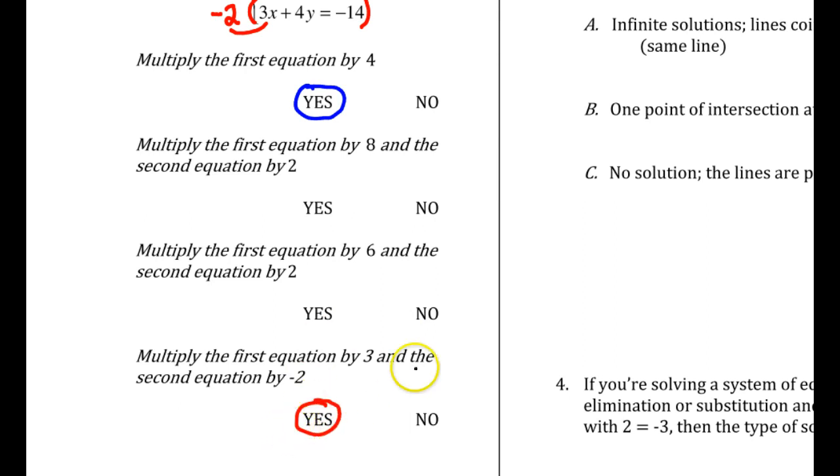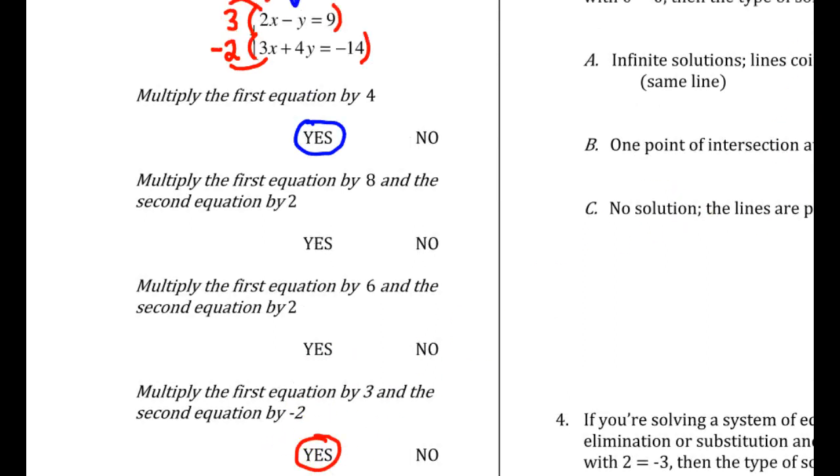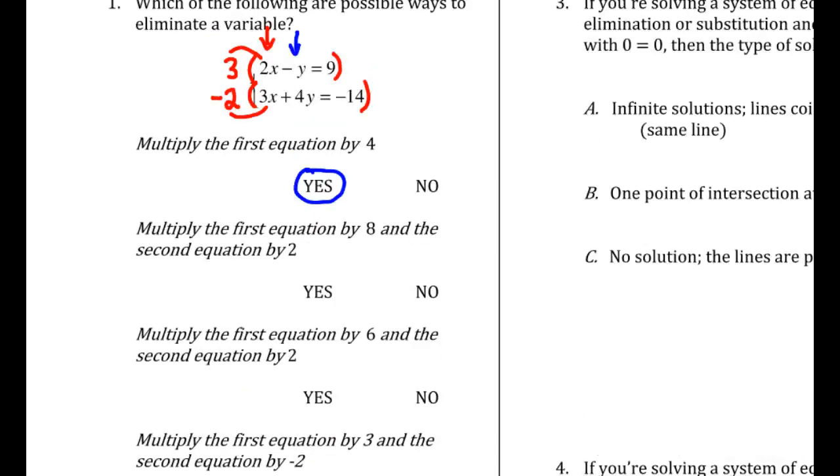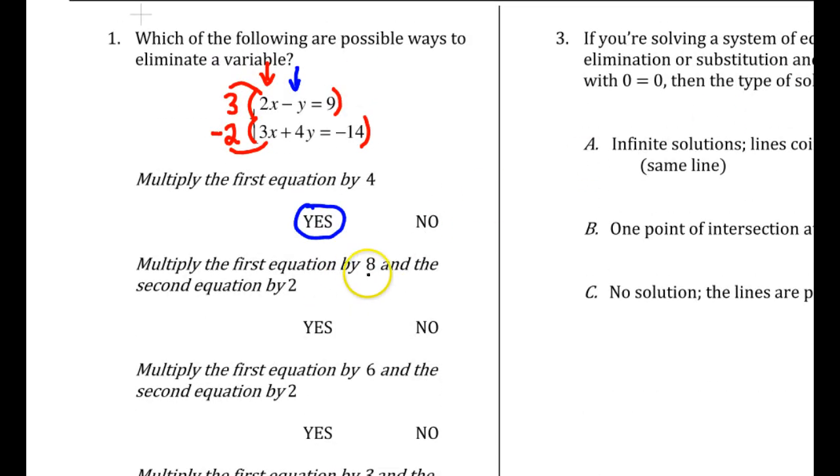Okay. Now there might be some other possibilities, so check those out, but really you're just looking for 2, so let's just verify. If I multiply the first equation by 8, the second equation by 2, that won't have anything cancel. First equation by 6, second equation by 2, that still won't have anything cancel. So do check the other ones because there may be more than 1 or 2 answers.